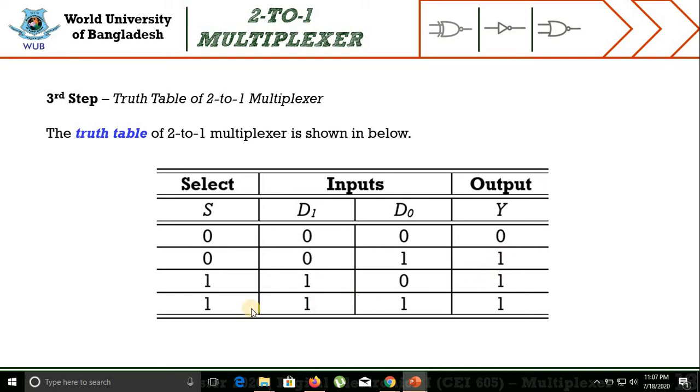When the select line is 1, the combination of inputs is D0 is 0 and D1 is 1. In that case we find 1 in the output section. Again, if the select line is 1, the combination of the inputs is D0 equals 1 and D1 equals 1. In that case, the output will be 1. So let's move into the next step.